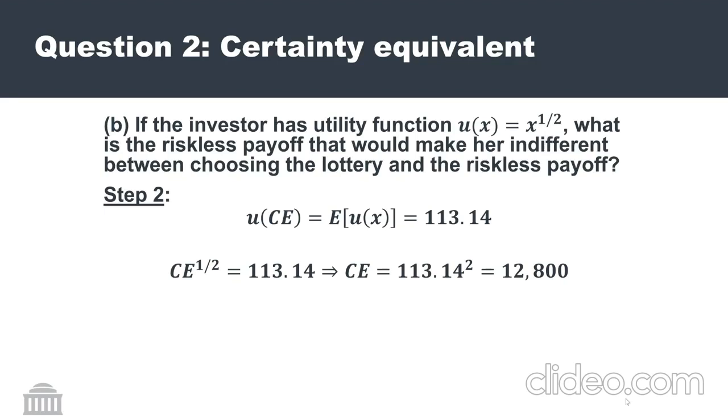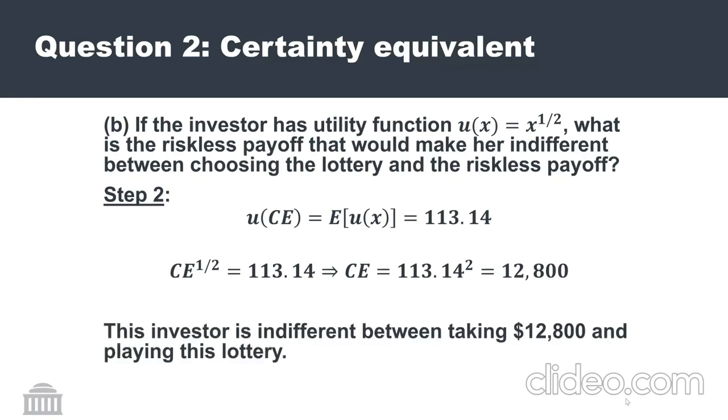Computing this gives us 12,800. So therefore, this investor is indifferent between taking $12,800 and playing this lottery. So in other words, her certainty equivalent, or the riskless amount that she's willing to trade instead of playing this lottery, is $12,800.